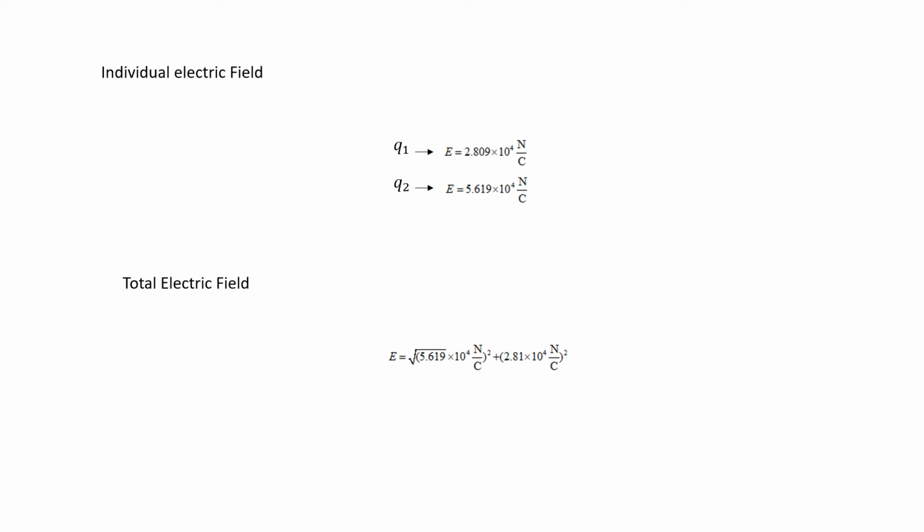And because the magnitude of an electric field is produced by a point charge, with the charge magnitude of Q at a distance R away, we need to square both when we add them. We get a total magnitude of 6.28 times 10 to the 4th newtons per coulomb.